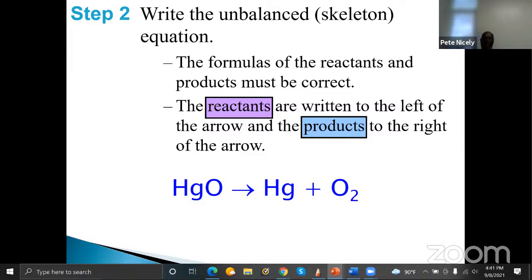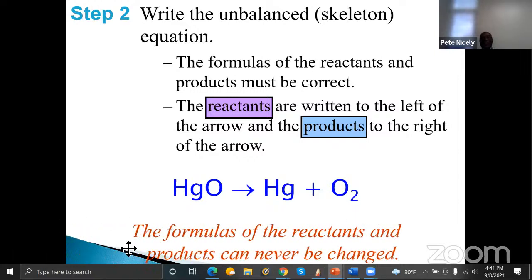You need to remember those elements as elements that exist in nature as diatomic molecules. So in this case, it's oxygen, so the formula is O2. Now, you'll notice that this equation here is not balanced, because if you look at it carefully, while the mercury atoms are balanced, you have 1 on each side, the oxygens are out of balance. On the left, you have 1 oxygen atom. On the right, you have 2 oxygen atoms.